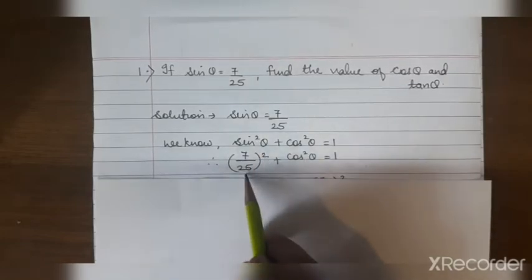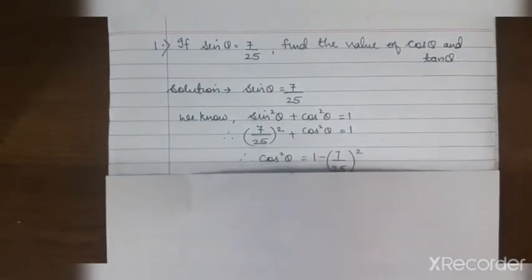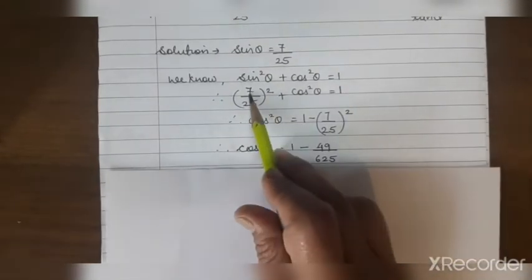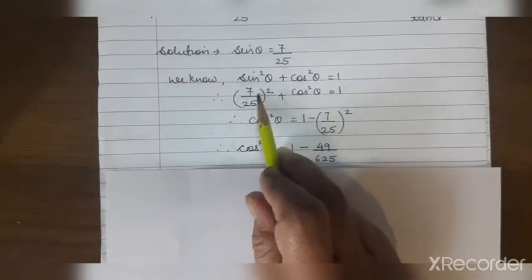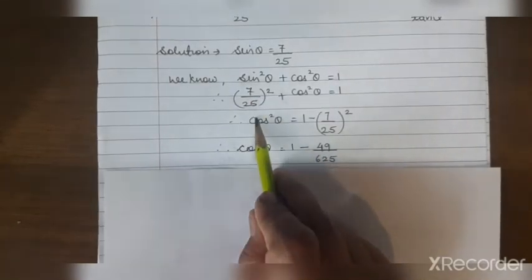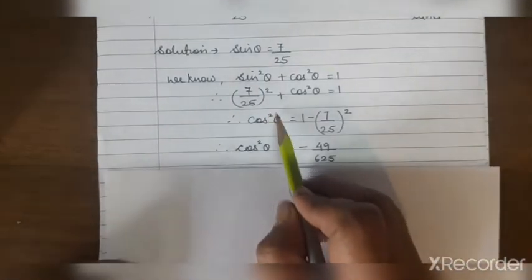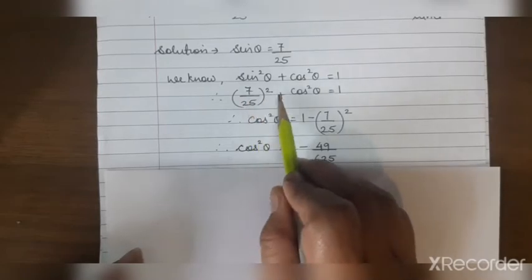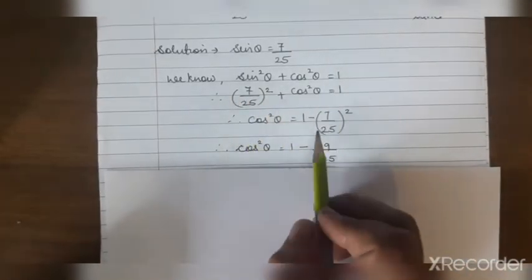Now 7 square and 25 square. 7 square is 49 upon 625. You should know the squares properly, and therefore you will see here 7 square 49, 625. If you want, you can open the bracket here itself, or first you can shift and then you can open the bracket. So here first shifting is done. 7 upon 25 the whole square is shifted. Since it is positive, when it is shifted it becomes negative.